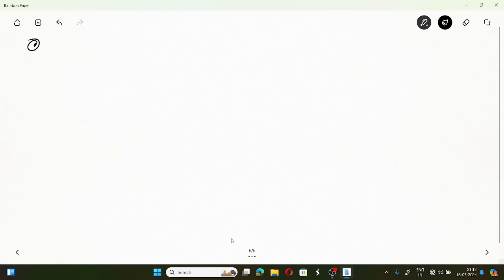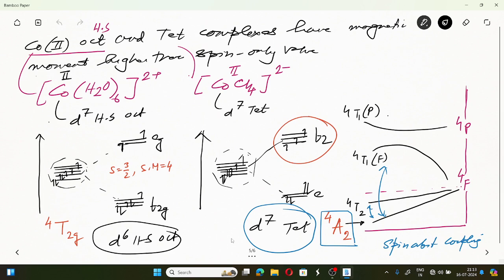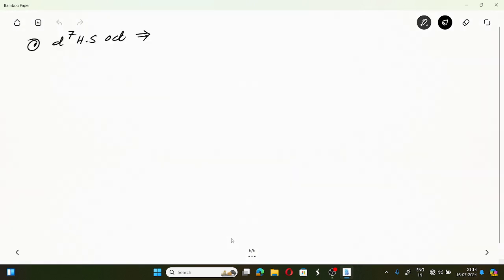See, first what we will write, for D7 high spin octahedron, we clearly showed the ground state term. What is the ground state term? See, the ground state term is quartet T2G. Quartet T2G. This is the ground state term.